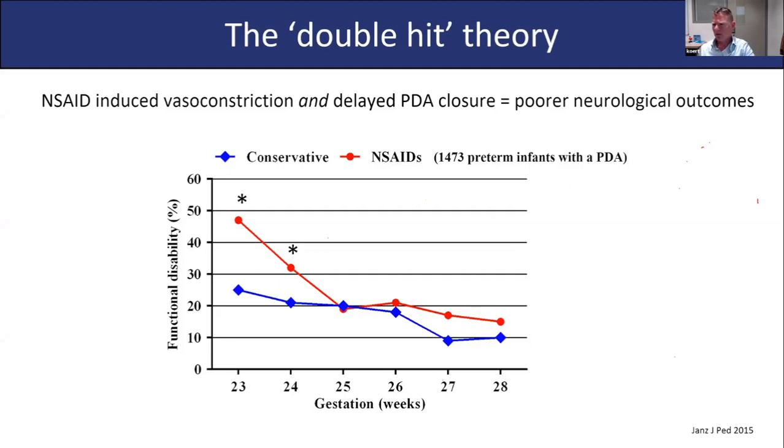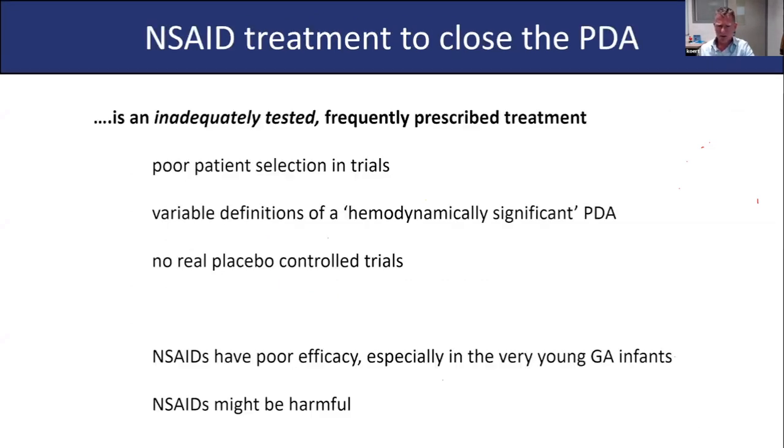Now, this is only circumstantial data. I would not say that this can be true, but this is something certainly we should consider. I think we can say, though, NSAID treatment to close the PDA is an inadequately tested but frequently prescribed treatment. There are poor patient selections in the trials. There were very variable definitions of a hemodynamically significant PDA, and there is no real placebo-controlled trial available to tell us if this is effective or not.